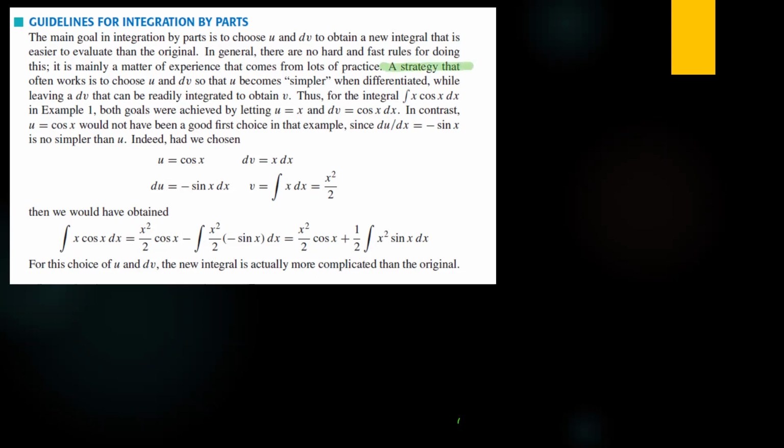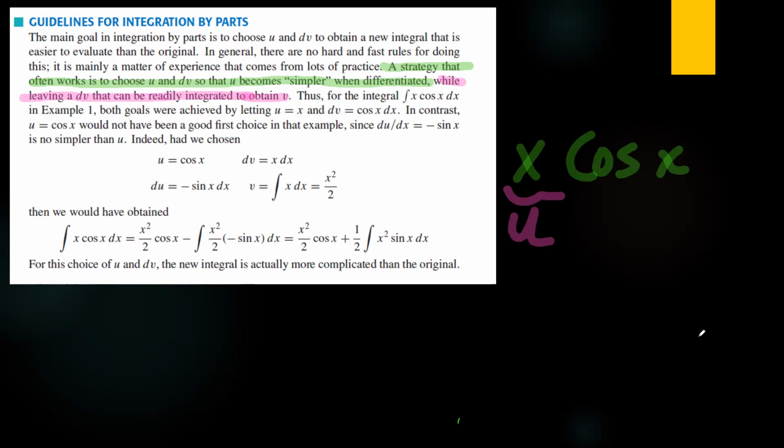A strategy that often works is to choose u and dv by asking which one is easier for me. If you have x cosine x, ask yourself, which one is easier or simpler to find its derivative, x or cosine? X. So the one that is simpler to find its derivative, I name it u, while leaving a dv that can be readily integrated to obtain v.